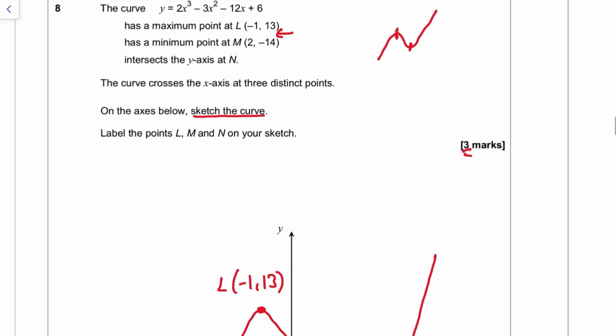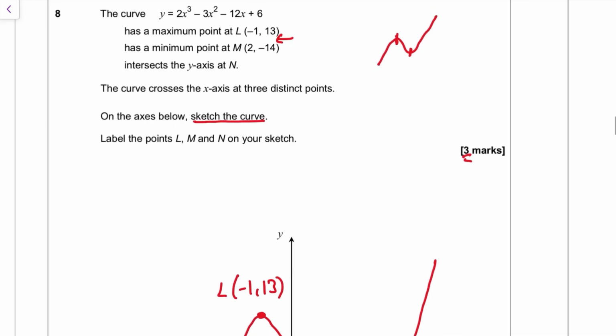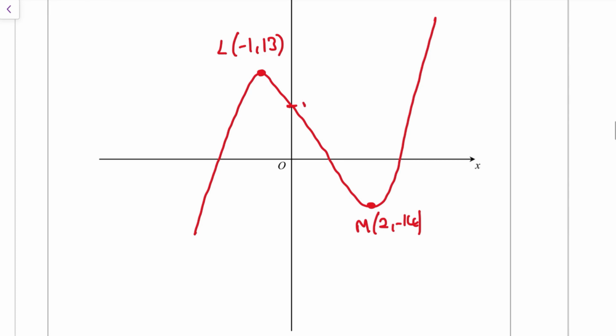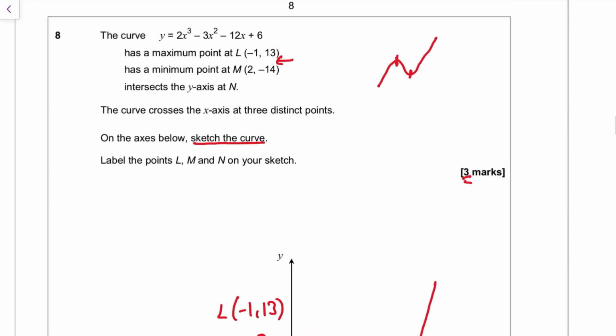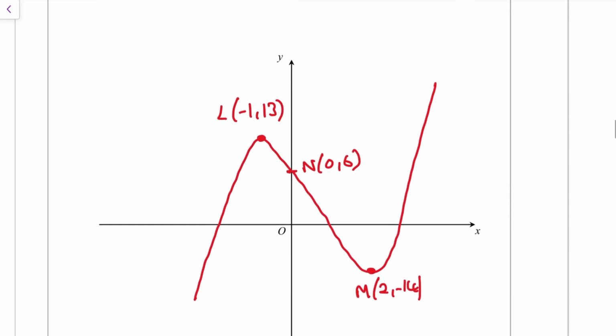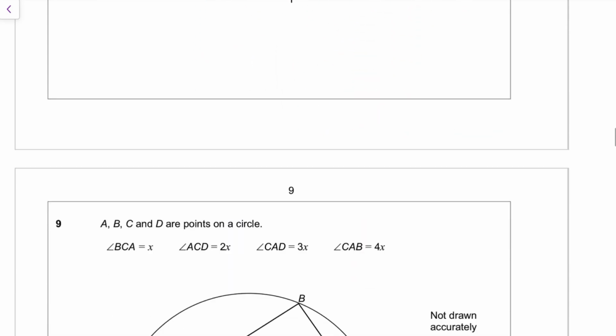Intersects the y-axis at N, and N is x equals 0, which means that y equals 6. So N is the point (0, 6). Right, the curve crosses the x-axis, done that. On the axis, sketch the curve, done that. Label the points L, M, N, I've done that. I think that's it, isn't it? Yeah, happy with that. Next question.